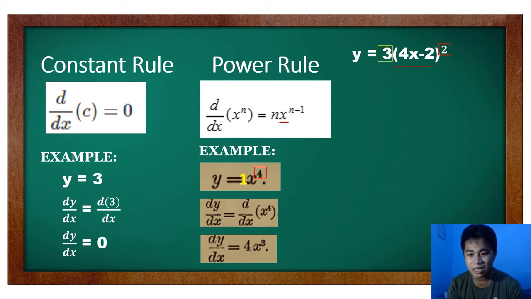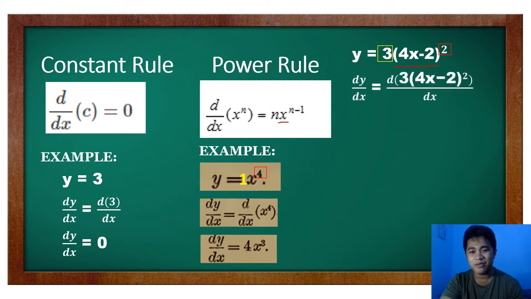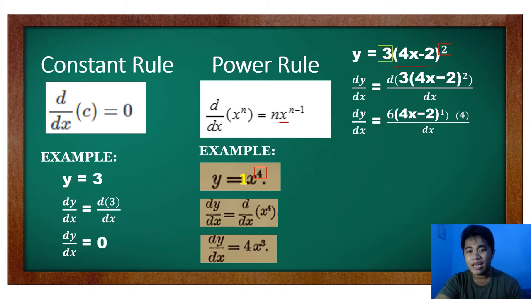So lahat po ng nasasakupan ng exponent, so lahat po ng naka-raise sa exponent, yun po yung magiging base natin at yun po yung magiging x natin. Alright, so if that is our x, how are we gonna solve this? So simply, if we differentiate that equation, based on the formula, we have to multiply the exponent to its variable, to the variable of the x.